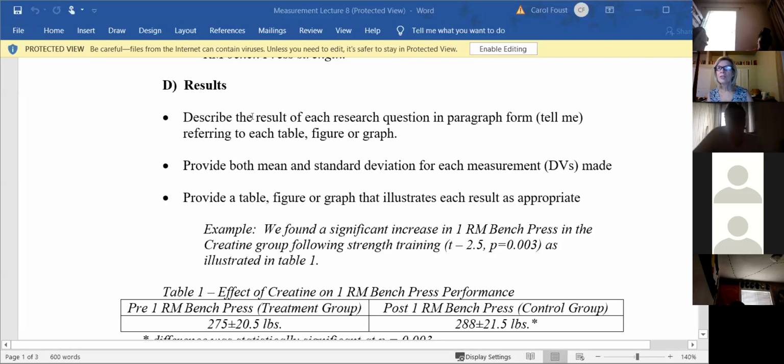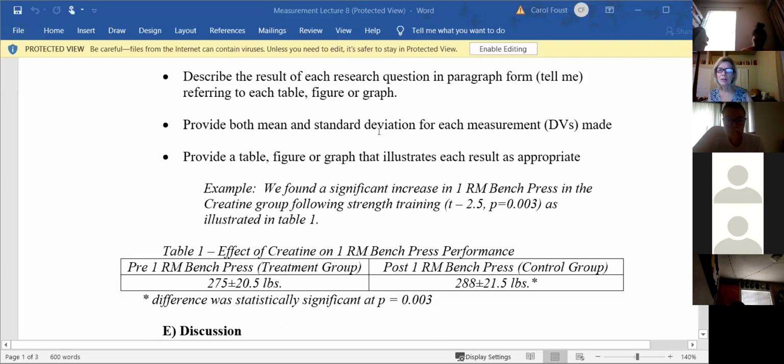So then in your results section, you're going to describe the results of your research question, right? So you're going to tell me about the results. You're going to provide the mean and the standard deviation for each of your variables. Remember, those are just descriptive statistics. That's just the mean of the variables.